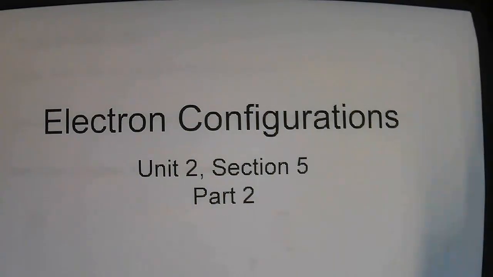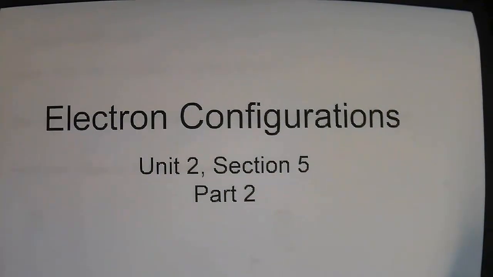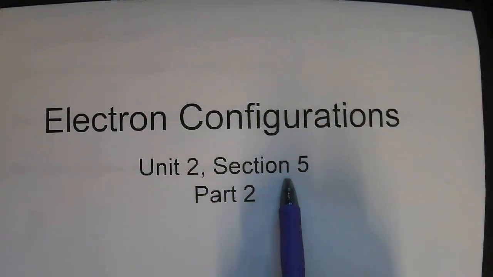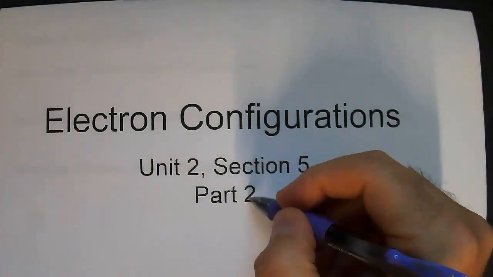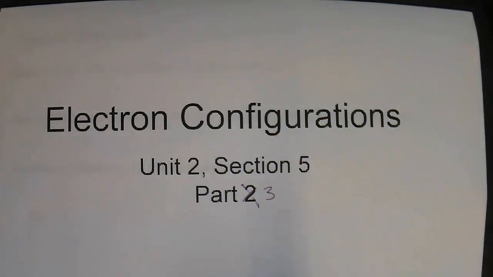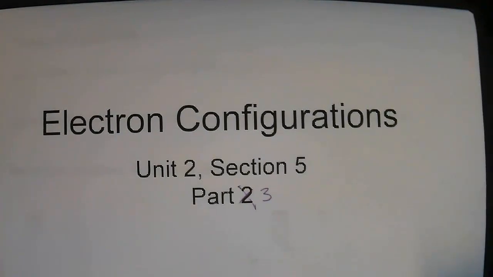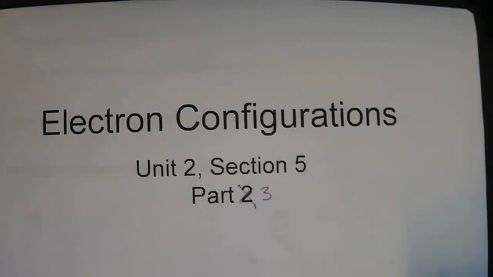Hey everybody, this is Mr. Walsh, and today we're going to be talking about electron configurations. If you're following along, this is Unit 2, Section 5, Part 3. We did Part 2 in the previous videos, and now we're going to look at Part 3. Hopefully this will seal up some of the knowledge that we have, or make sure that we know what we're talking about.